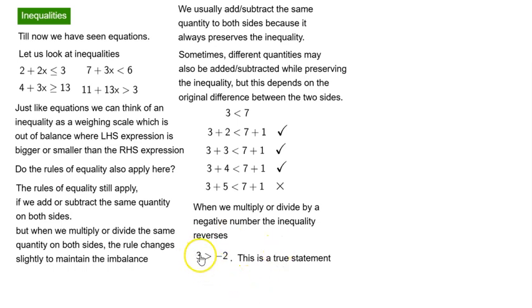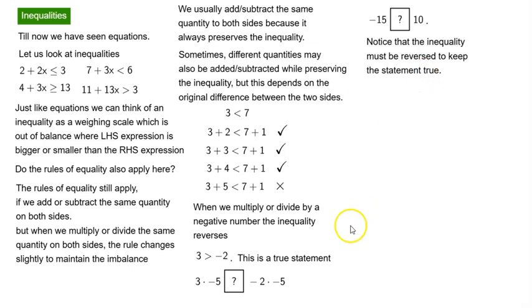Let's understand this. 3 is greater than minus 2. Yes, this is perfectly fine. Now we multiply both sides by minus 5. What happens? This will give us minus 15, and on the other side we get 10. Now what will be the inequality here? Minus 15 is less than 10, whereas we started off with 3 is greater than minus 2. So notice that the inequality must be reversed to keep the statement true. So minus 15 is less than 10.